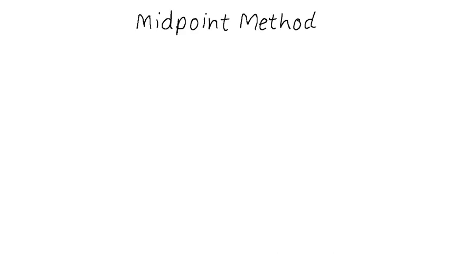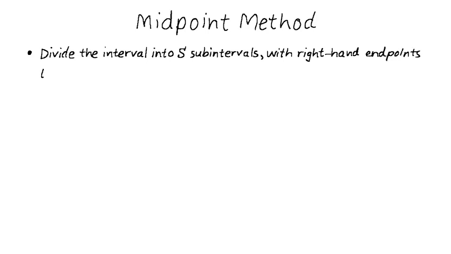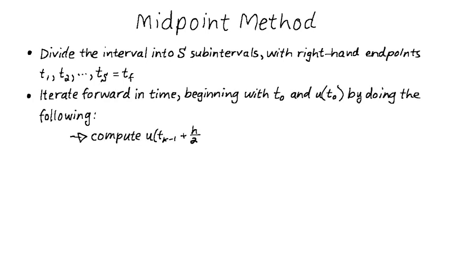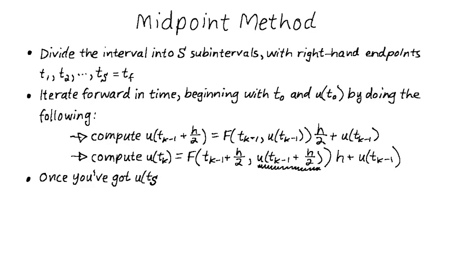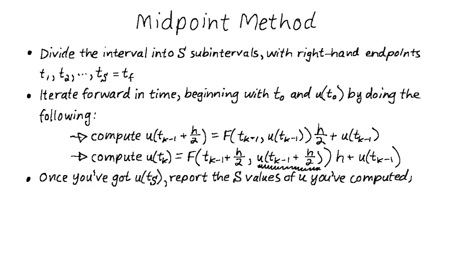There's a lot going on here, so let's summarize all the steps of the midpoint method so we can stay organized. First, you divide the interval into capital S subintervals with right-hand endpoints t1, t2, up to and including t sub capital S. Next, beginning with the initial condition, you iterate forward in time by A, carrying out the Euler half step, then B, computing u at the start of the next subinterval using the modified recursion. Once you've computed u at t sub capital S, you can report the results of the computation. Notice that you're not reporting the results of the various half steps you've computed.